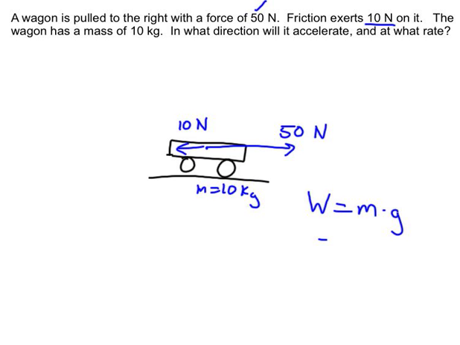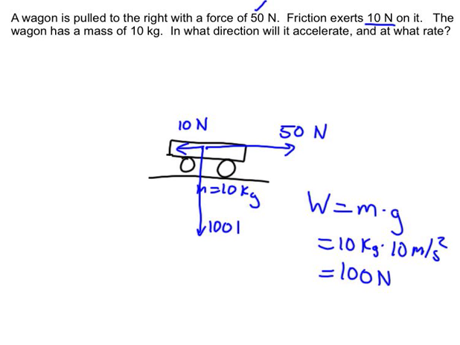So that means our mass is 10 kilograms times our acceleration from gravity. We're just going to use the simplified 10 meters per second squared. So the weight on the wagon is 100 newtons. So that means there is a force of 100 newtons pulling this wagon into the ground.